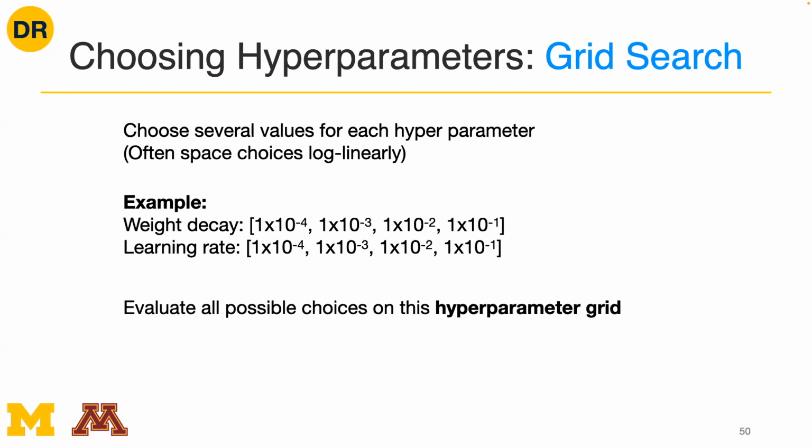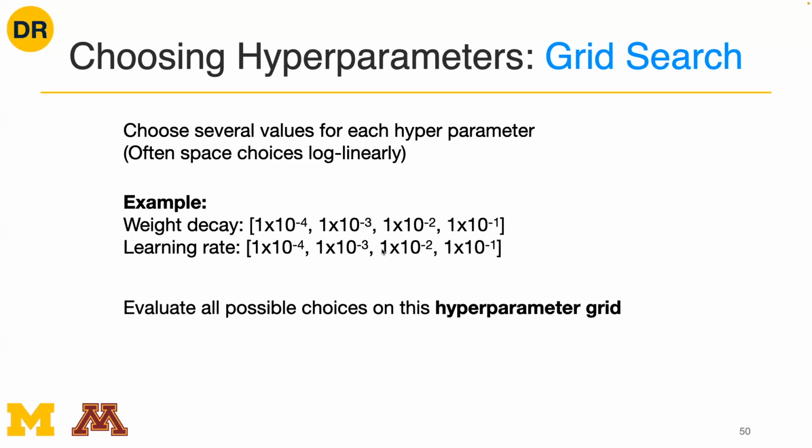Well, one approach, which is what we've been doing in the projects, is what you could call grid search. The idea here is that for every single hyperparameter that can take on a different value, you enumerate some set of values that you want to search over. So maybe for weight decay, you would say, I want to consider 1 times 10 to the negative 4, 1 times 10 to the negative 3, 1 times 10 to the negative 2, 1 times 10 to the negative 1.